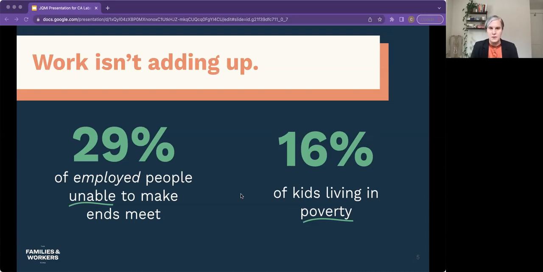But those increases in educational attainment and skills haven't done very much to raise earnings or lead to better jobs for working people. You know, we have this narrative that work is at the core of the American dream, that if you work hard, you can build a better life for yourself and for your kids. But in reality, nearly a third of working people in this country don't earn enough to make ends meet. And that leaves 16% of kids in poverty. And people of color and women are overrepresented in the lowest paid and most precarious jobs.